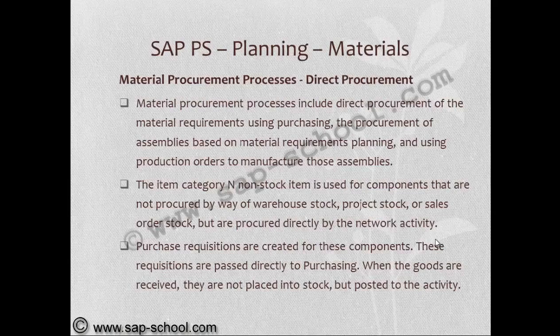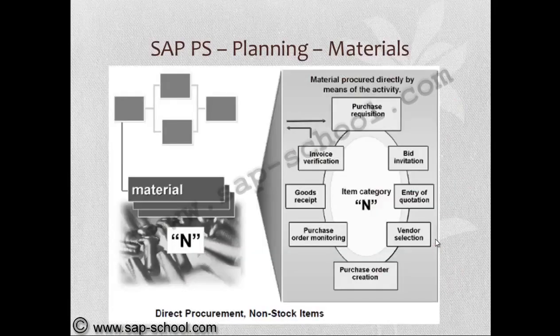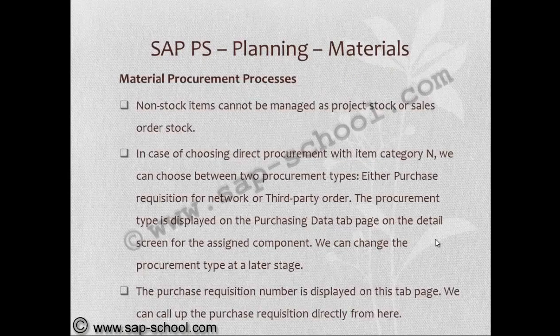Purchase requisitions are created for these components. These requisitions are passed directly to purchasing. When the goods are received, they are not placed into stock but posted to the activity. So if you see the direct procurement for non-stockable items, once the purchase requisition is placed, then bid invitation, entry of quotation, vendor selection, purchase order creation, purchase order monitoring, finally goods receipt, invoice verification, and direct utilization. This is the cycle.